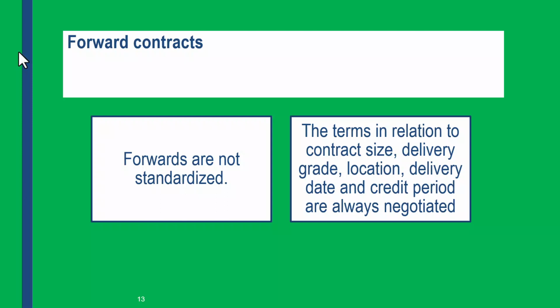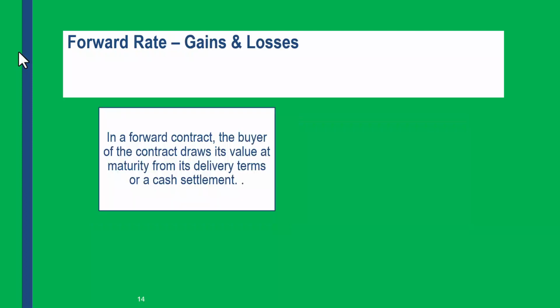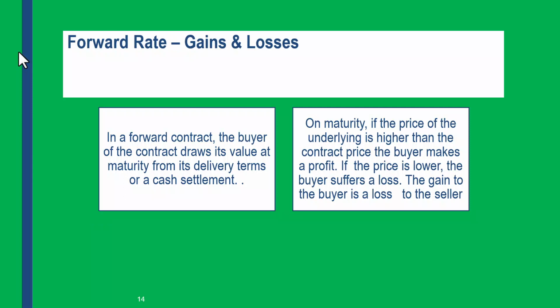Here the forward contract is not standardized, because anyone can decide what kind of product he wants, which location, what grade. Then read this. The forward contract, the buyer of the contract draws its value at maturity from its delivery terms or a cash settlement. On maturity, if the price of the underlying is higher than the contract price, the buyer makes a profit. If the price is lower, the buyer suffers a loss, and the gain to the buyer is the loss to the seller.